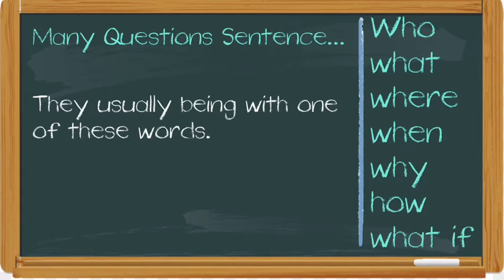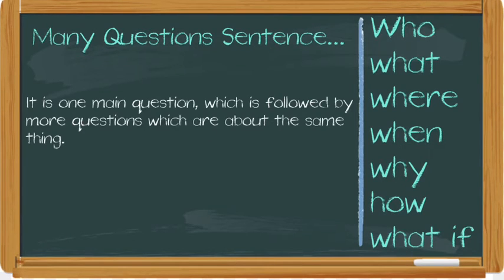So first thing, what is a many question sentence? It basically is a sentence where you have got roundabout 3 or 4 questions all pushed together in one sentence, and they normally begin with any of these words that you can see down the side: who, what, where, when, why, how, and what if. It's designed to make your reader think carefully about the content of your writing. For example, a persuasive text would be something that this would work very well in.